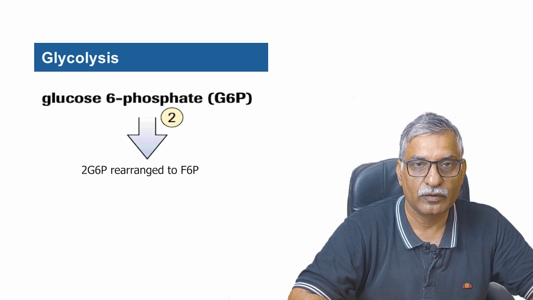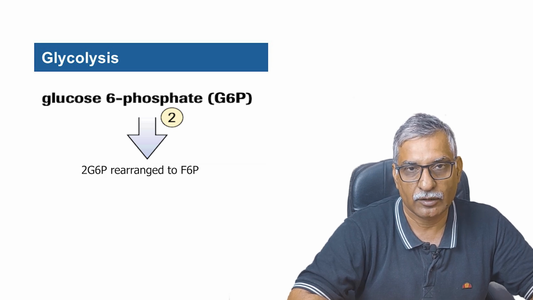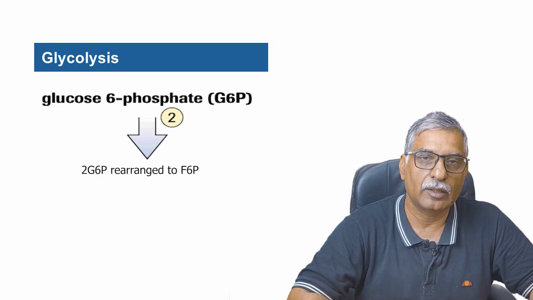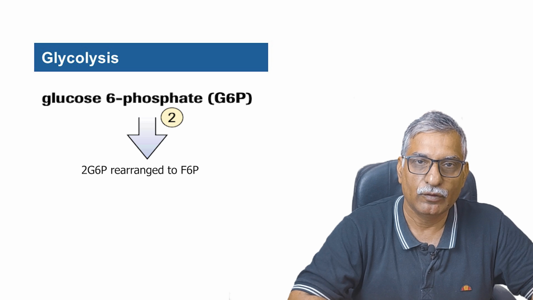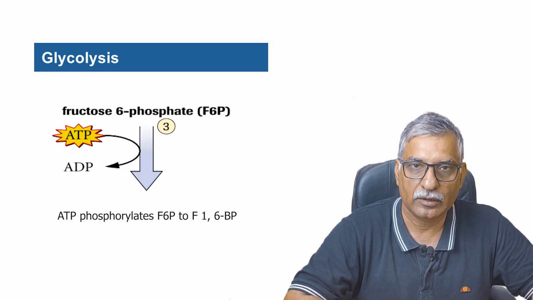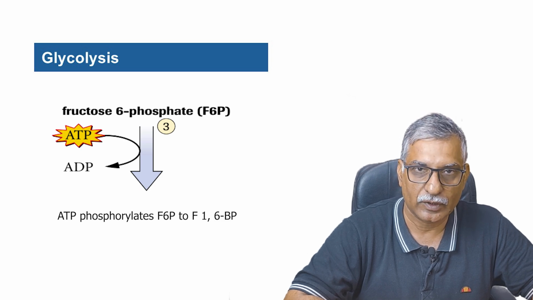So it needs to be further energized. But for further energizing, it needs another phosphate input. But it does not get another phosphate. Why? Because its geometrical shape, or you can say its 3D shape, does not allow it to accept another phosphate. So it is isomerized into fructose 6-phosphate, and fructose 6-phosphate is able to accept another phosphate.